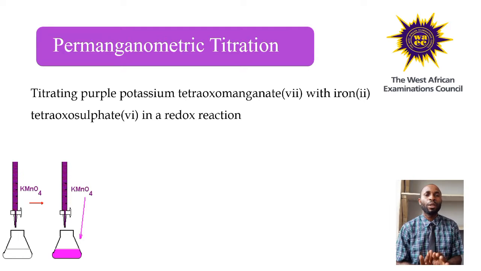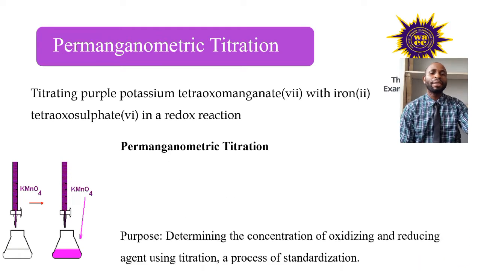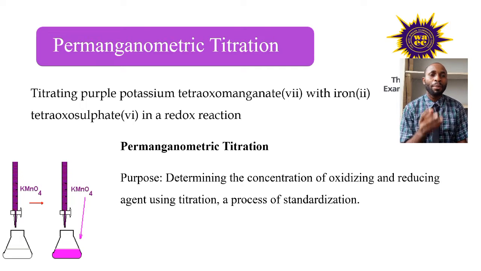This type of titration makes use of potassium tetraoxomanganate 7 with iron 2 tetraoxosulfate 6, or sometimes we can even use ethane dioic acid, because ethane dioic acid is also a good reducing agent. The major purpose of this titration is to determine the concentration of the oxidizing agent, which is the potassium tetraoxomanganate 7, and also the reducing agent here, which is the iron 2 tetraoxosulfate 6.